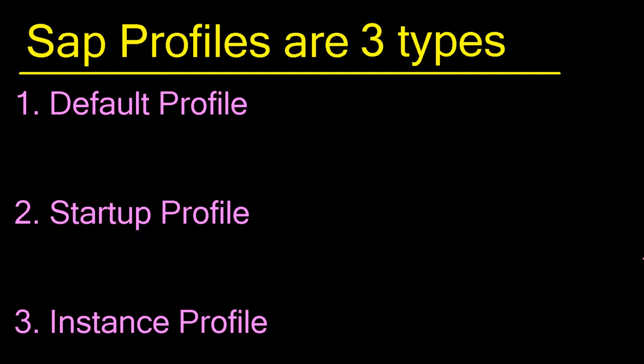So profile path we already discussed. D drive, USR, SAP, SID, profile, that is OS level. In SAP level, RZ10 is the T code. So we have three types of profiles: default profile, startup profile, and instance profile.